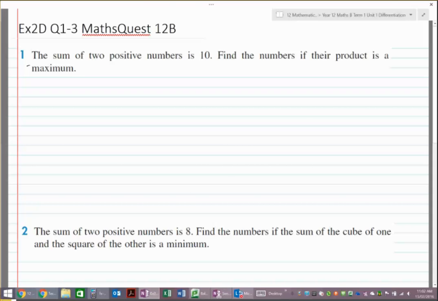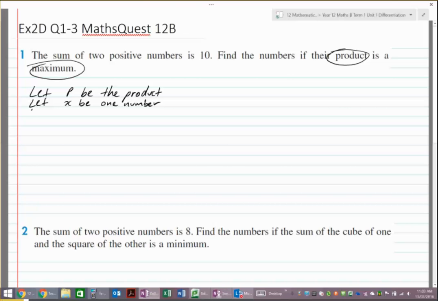So the thing I'm trying to maximize is the product. So I'll let P be the product. Okay, and I'm trying to optimize the product of two numbers. So I'll let X be one number, and I'll let Y be the other number.